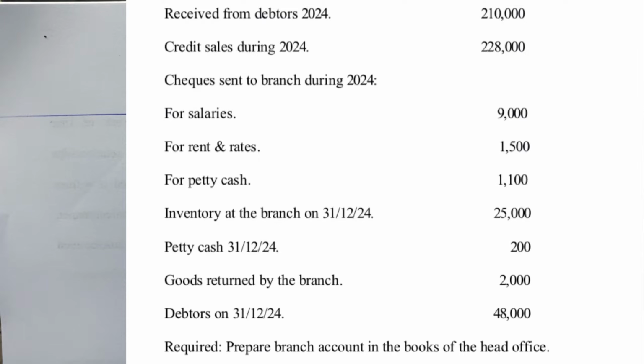We have goods returned by the branch, 2,000 Ghana cedis. And finally, we have debtors on 31st December 2024 being 48,000 Ghana cedis. Required: prepare branch account in the books of the head office.